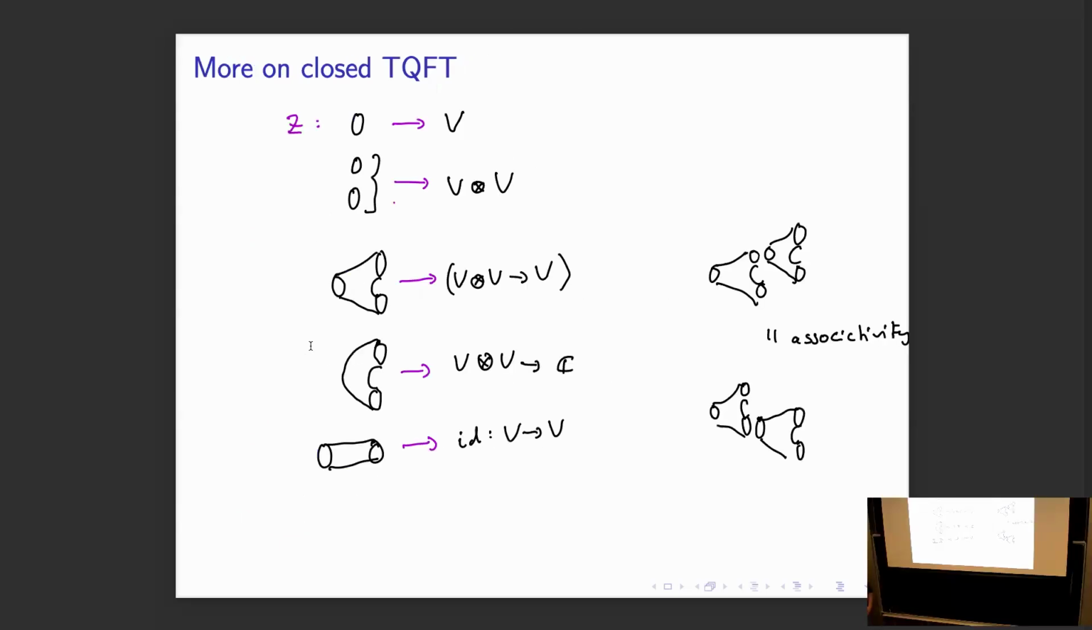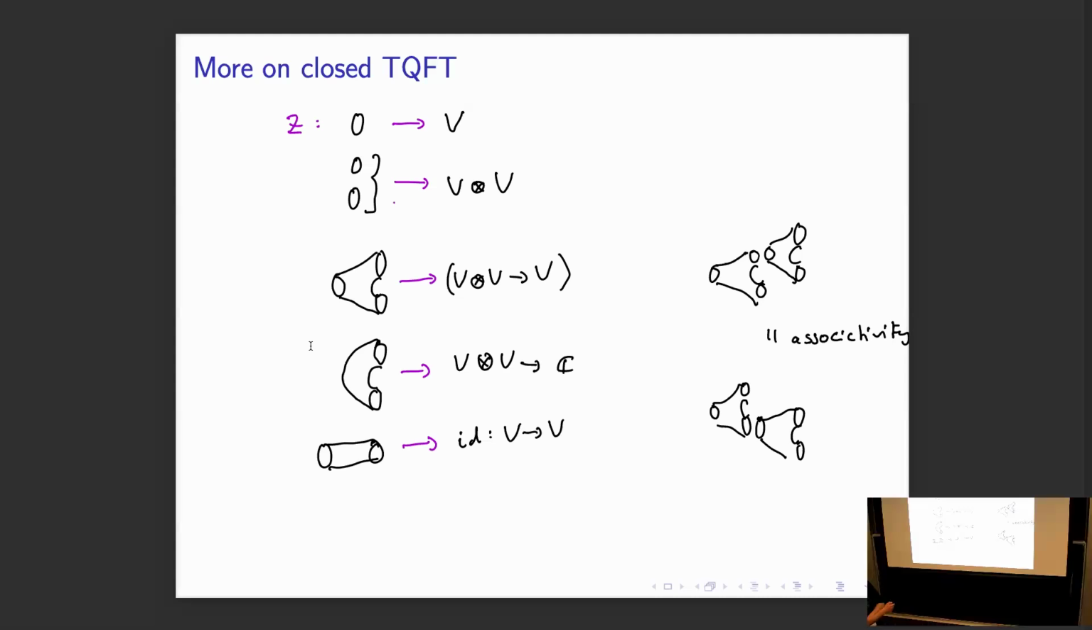So here's again a picture of how to evaluate such things. What did I talk about so far? We talked about circles. They are objects in a category. They get mapped to, for example, vector spaces if the target category is Vect. The disjoint union gets mapped to the tensor product.